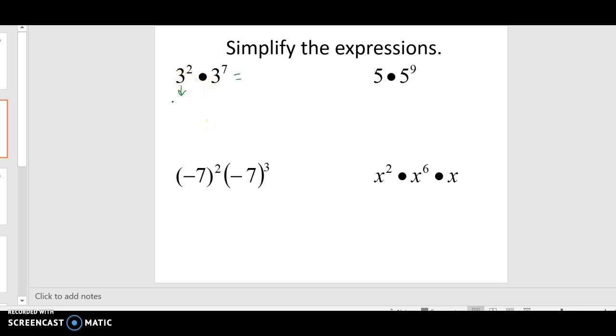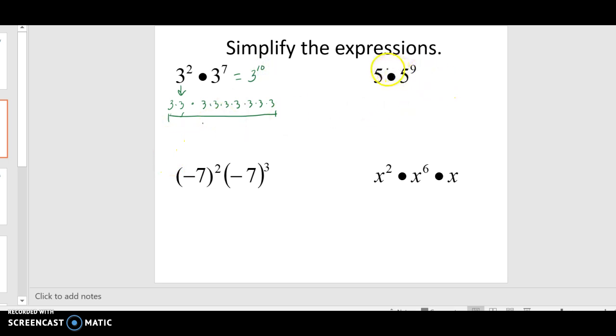So here I can write this as 3 times 3 times 3 times 3 times 3 times 3 times 3 times 3 times 3 times 3. Now, if I take all of these 3's linked by multiplication, how many do I have here? I have 10. So I would rewrite this as 3 to the 10th power.